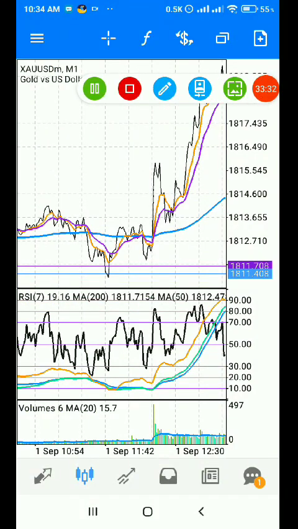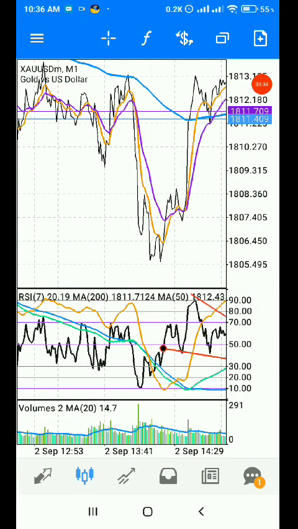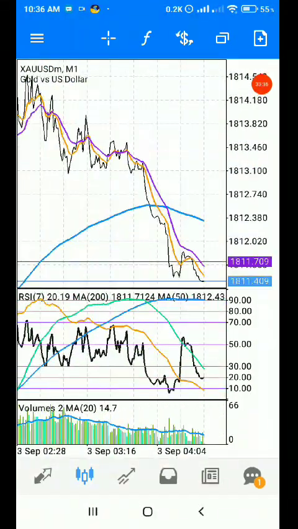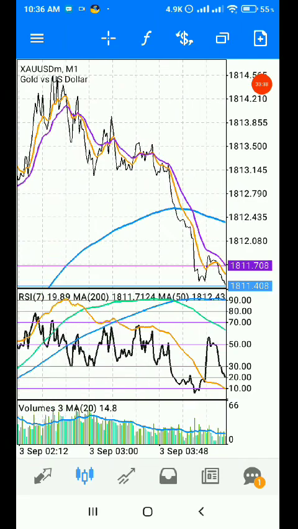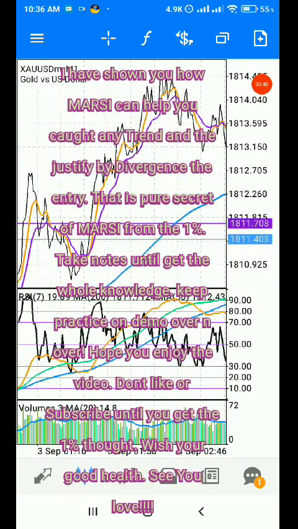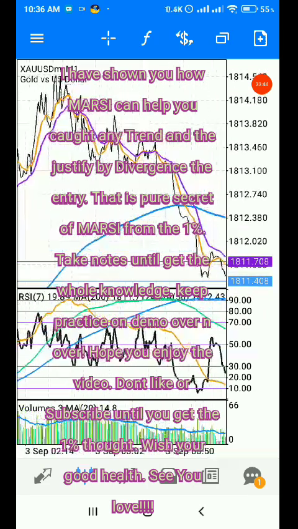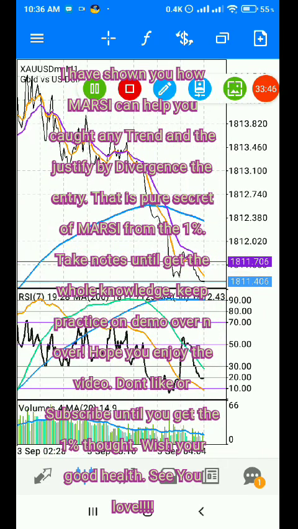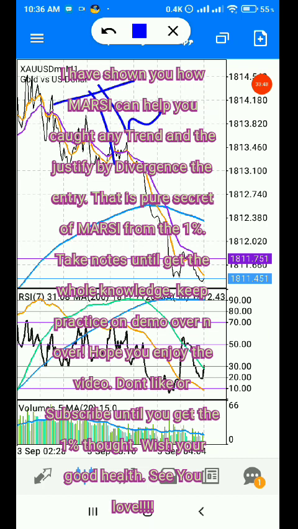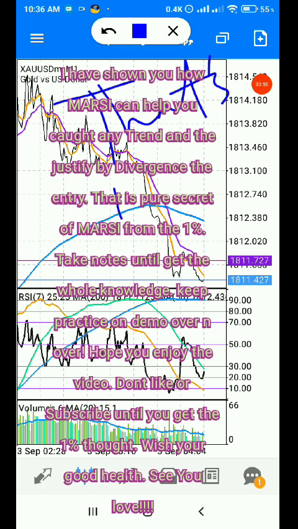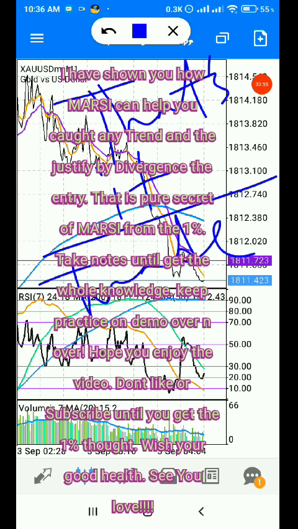So that's all from the 1% Forex Club. Here I have shown you the 1% MARSI strategy and the confirmation of outside divergence. Combining both of them, you can hope for a great trading session. So you should take notes, and that's all.